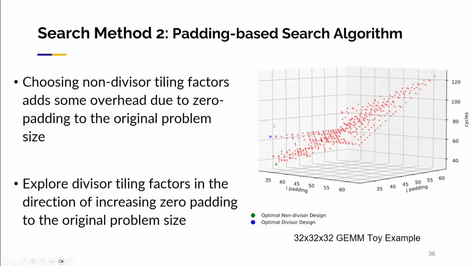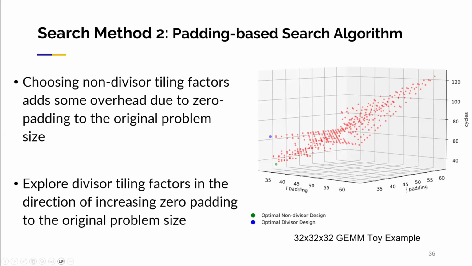And the second search method is a padding-based search algorithm. When we use non-divisor tiling factors, we will need to pad the problem size with zeros so that we don't have complex hardware logic.